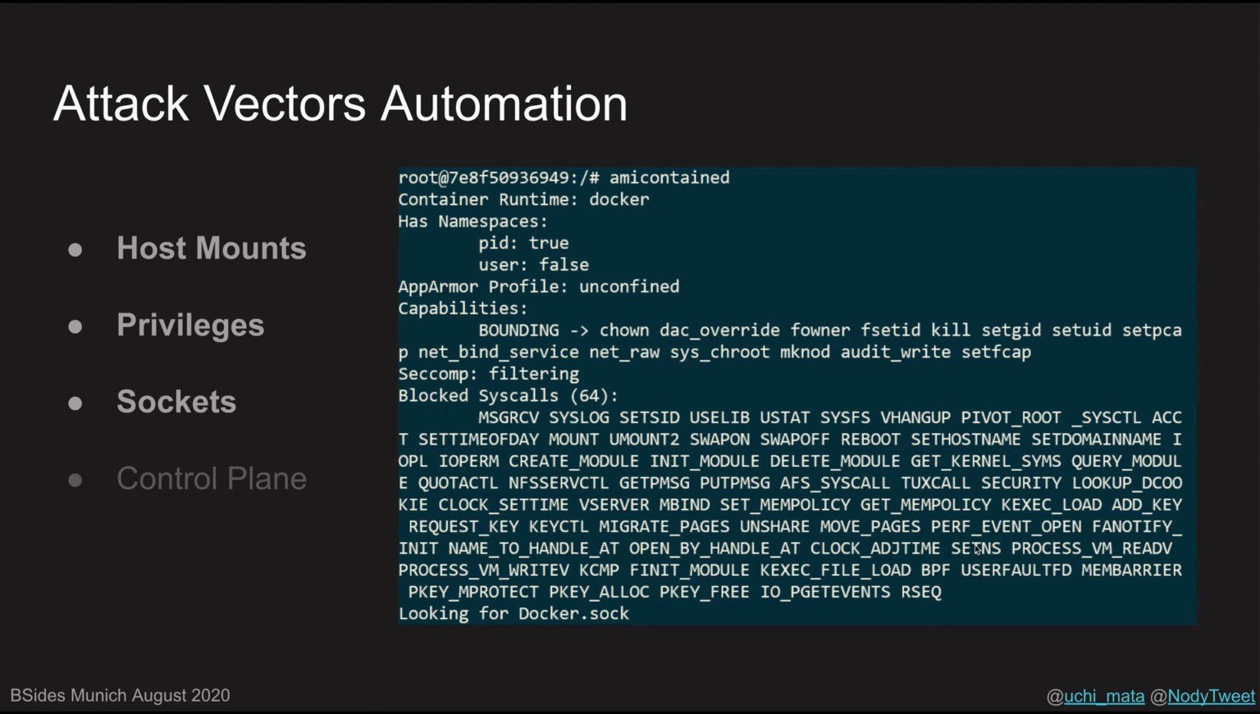What MI contained gives you is a good analysis of the enabled privilege separation features going from top to bottom, basically whether namespaces are available, and it's here checking for the PID namespace and the user namespace. So we see user namespaces are not being used here. This container is also not running with an AppArmor profile assigned. We have certain capabilities that are limited, and we have certain system calls that are blocked.